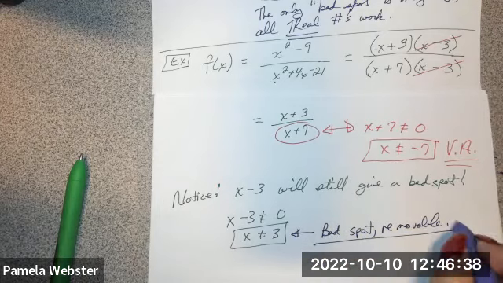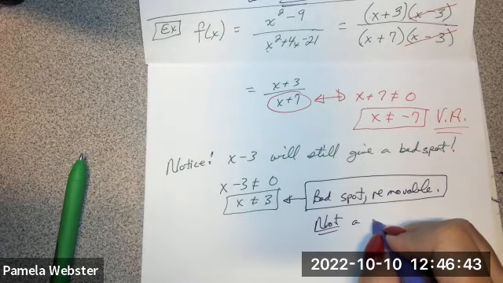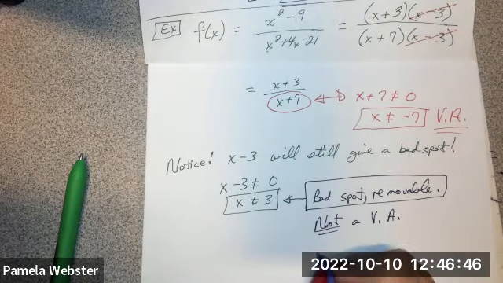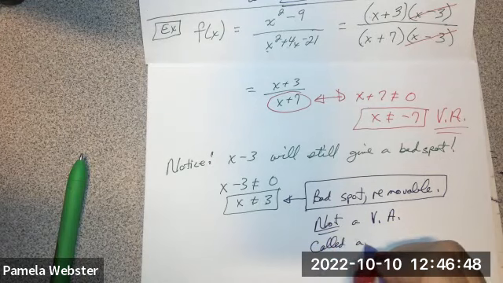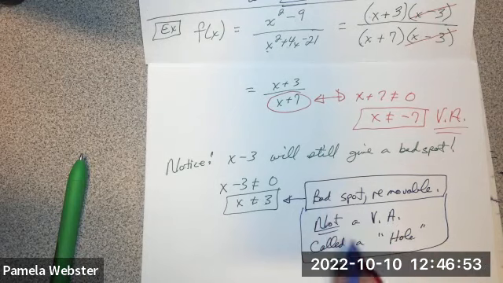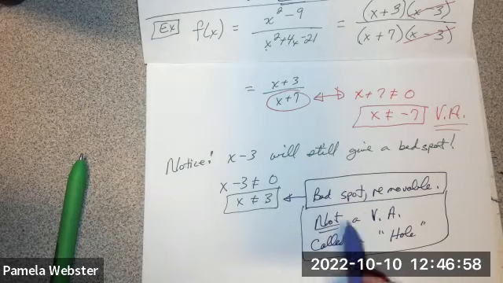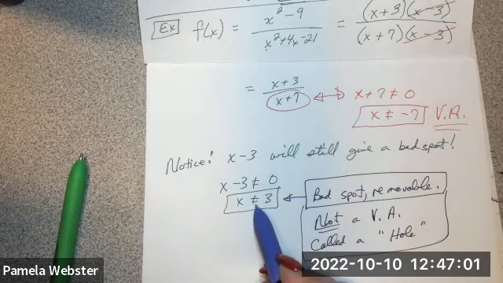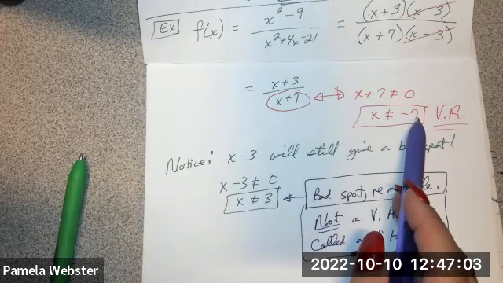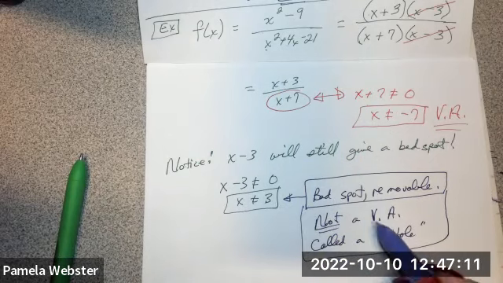Okay, that is not a vertical asymptote. When they're removable, it's called a hole. So literally what that means is if I go to graph this equation, I'm going to see a vertical asymptote at x equals -7. That's definitely a vertical asymptote. But when we get to x equals 3, I am not going to see a vertical asymptote there. I'm going to see a hole.